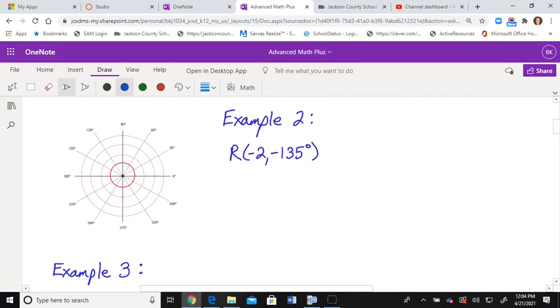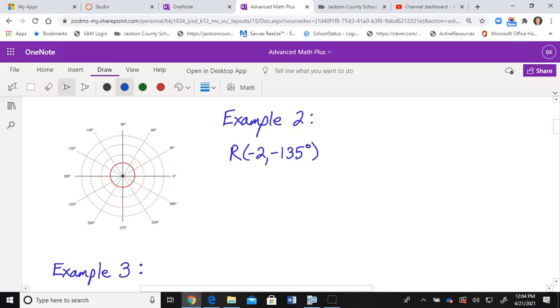Example 2. This time both of them are negative. Okay? So what is negative 135? You can do this a couple ways. Negative angles go clockwise, right? Down. So you can figure out what is that clockwise, or you can just go negative 135 degrees this way if you can count. I like figuring out what would that be the positive way.